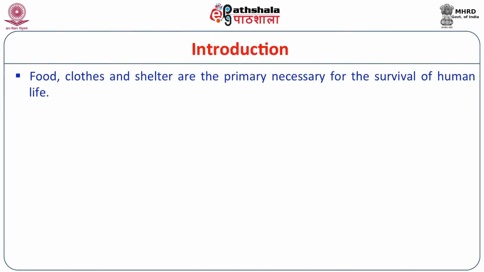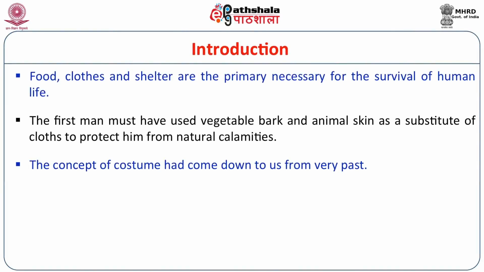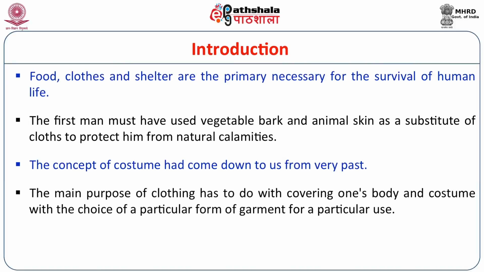Food, clothes and shelter are the primary necessity for the survival of human life. The first man must have used vegetable bark and animal skin as a substitute for clothes to protect him from natural calamities. As I mentioned before, there was a shift from use of natural things to use of cotton and silk. The concept of costume has come down to us from the very past, and the main purpose of clothing has to do with covering one's body, and costume with the choice of a particular form of garment for a particular use. So these are actually happening when there is a progress in the society.